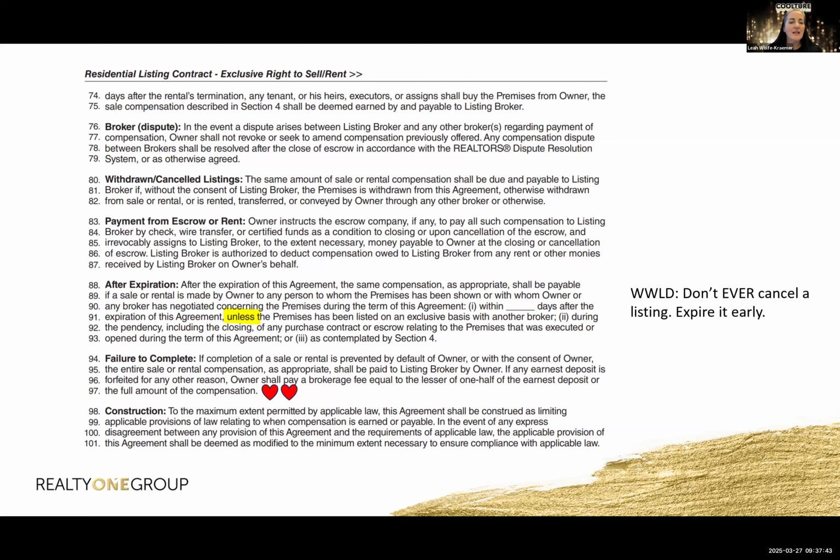Listing broker is authorized to deduct compensation owed to listing broker from any rent or other monies received by listing broker on owner's behalf, which is what we just kind of discussed. My best practice is to have that all taken care of at the onset of the tenant taking over occupancy for the property.